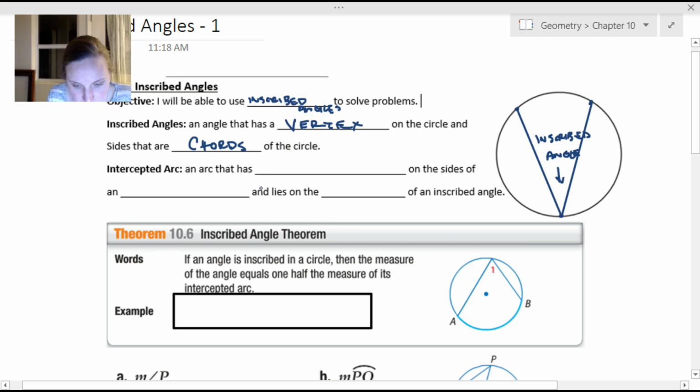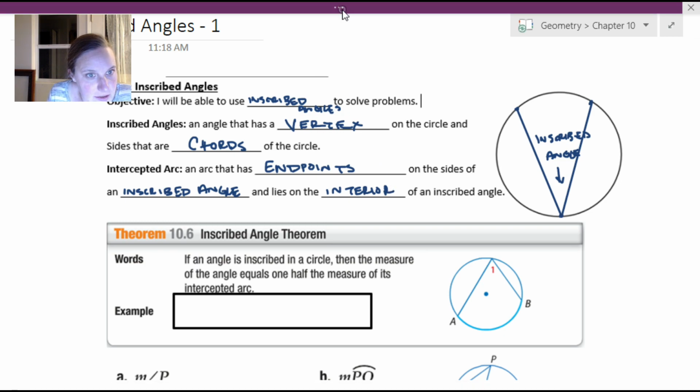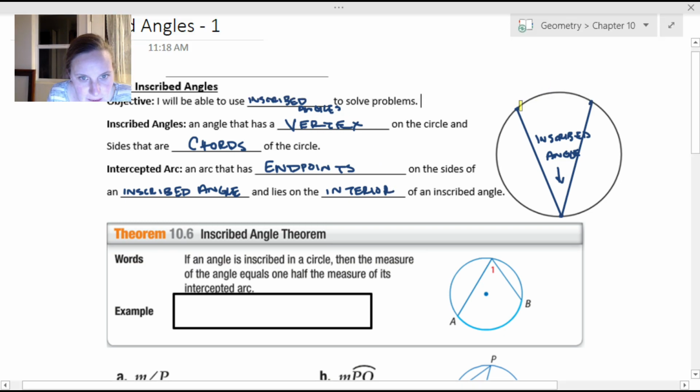And then the intercepted arc is the arc that has endpoints on the sides of an inscribed angle and lies on the interior of the inscribed angle. So it has endpoints on the sides of an inscribed angle and lies on the interior of it. So your arc, this would be your intercepted arc right there.